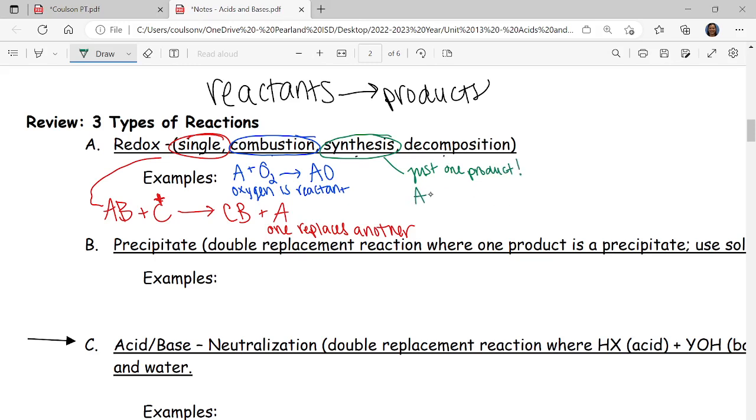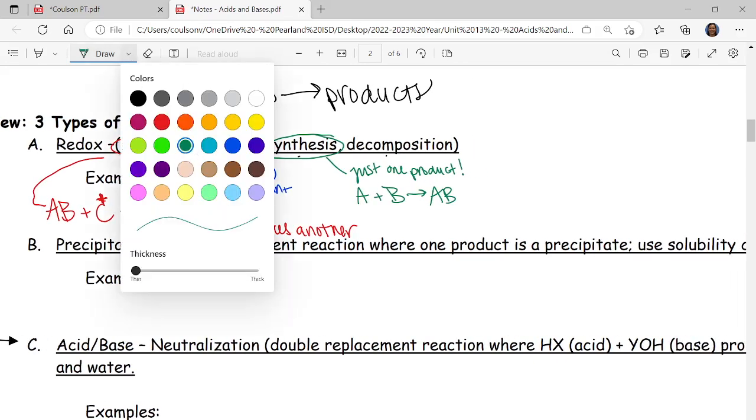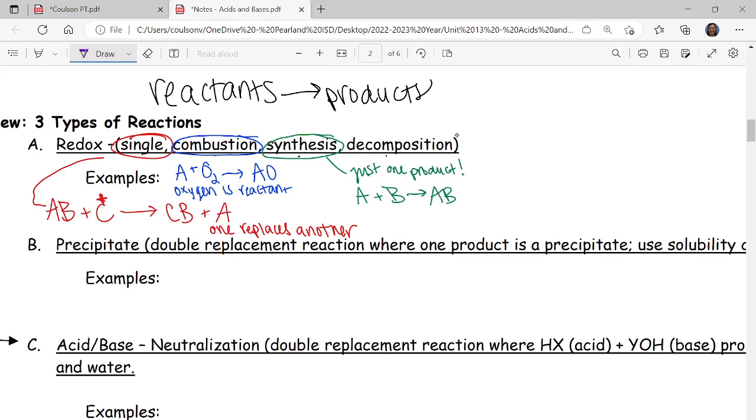So for example, if I had element A coming together with element B, and they formed compound AB, that would be a synthesis reaction. And then I always teach synthesis in conjunction with decomposition. Decomposition is what? Just the opposite, meaning? Perfect. Okay, so one reactant, and that would be like AB turning into A plus B. So AB breaking down into A plus B.